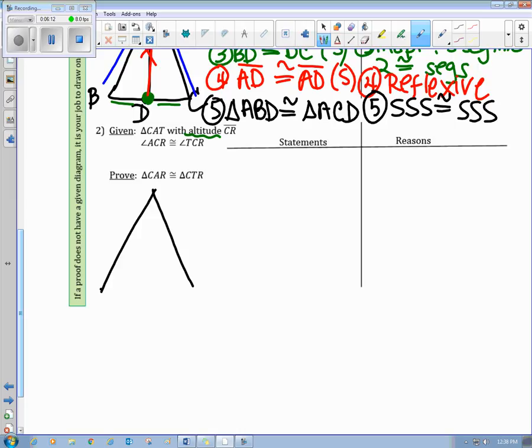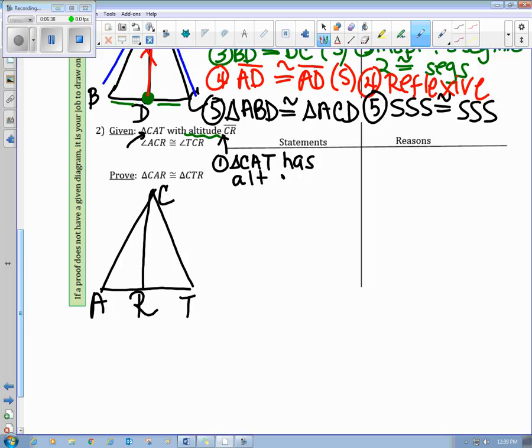So I want to draw a triangle that's going to be called ABC. In this case, C is the point that's part of the altitude and part of the triangle. So if I'm drawing in my altitude, I want C to go here, R is the other end point, and of course it doesn't matter where A and T go. I'm going to put the given into my proof. Triangle CAT has altitude CR, given, and angle ACR congruent to angle TCR. So those are my 2 givens.